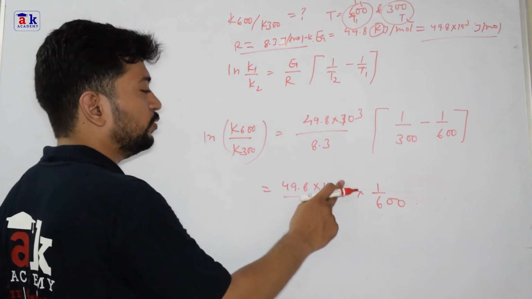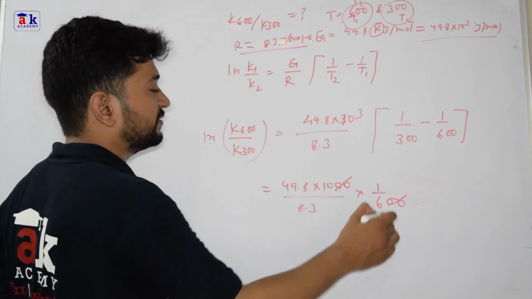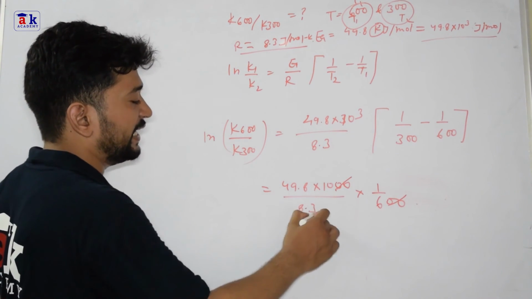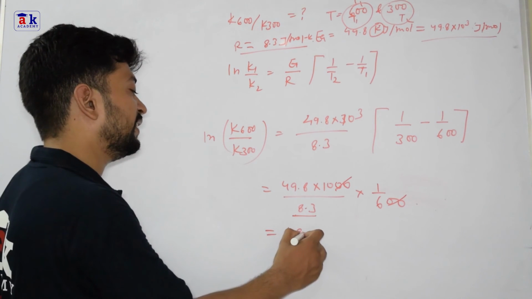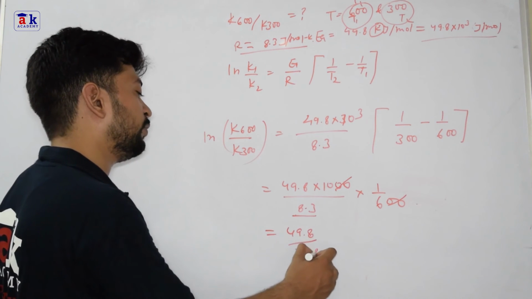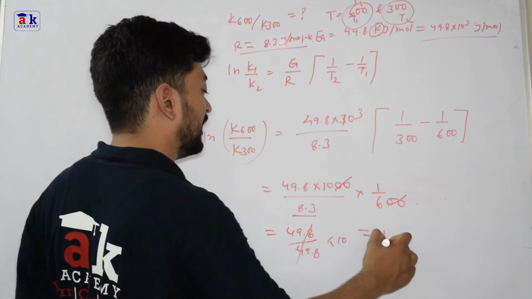After this, what we can do? We have this as 1000, right? So these two 0s will cancel these two 0s, and 6 multiplied by 8.3 will be approximately 49.8. So we have 49.8 divided by 49.8 into 10. So 49.8 will get cancelled, and we will have only 10.